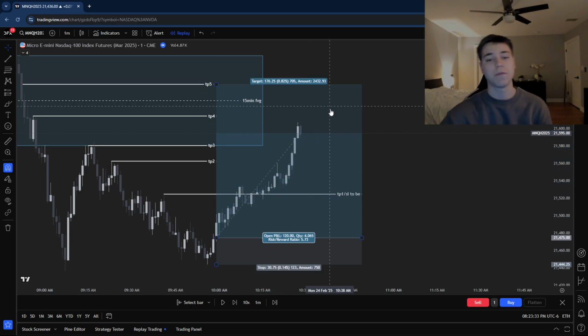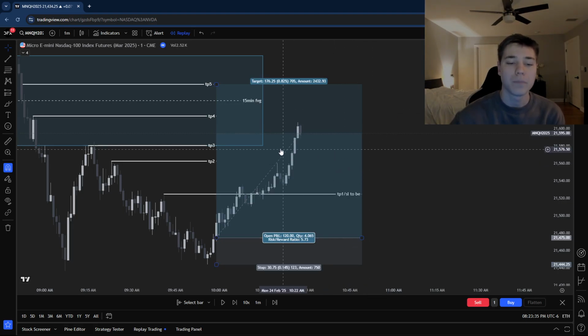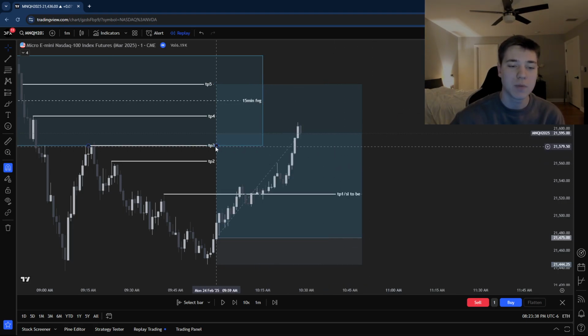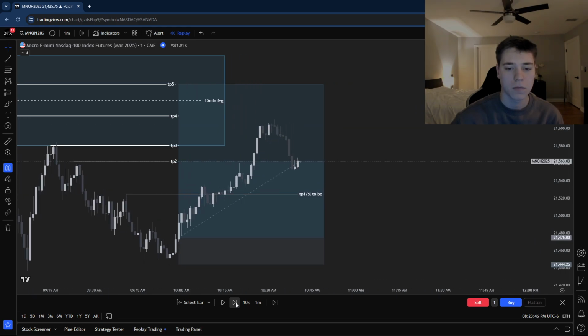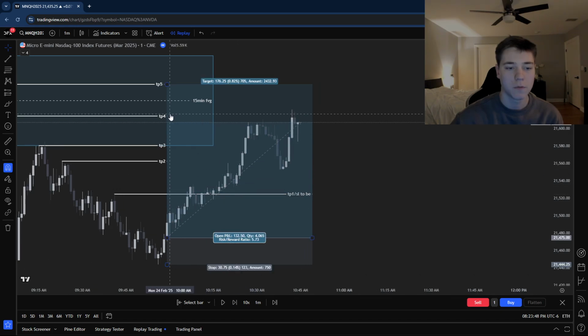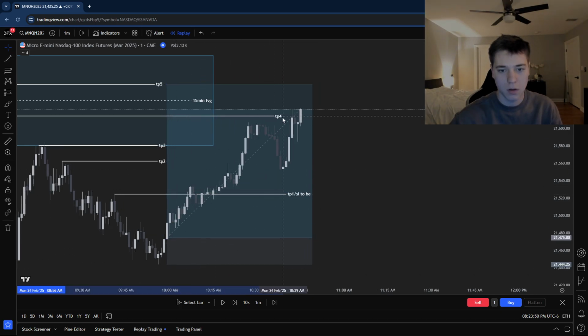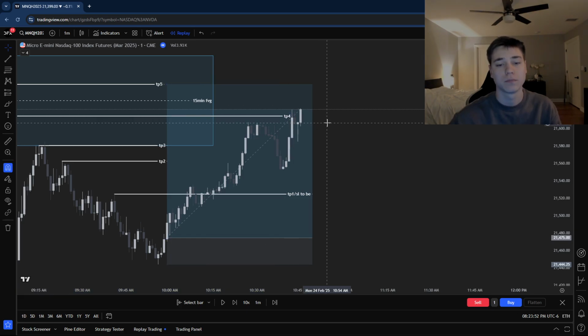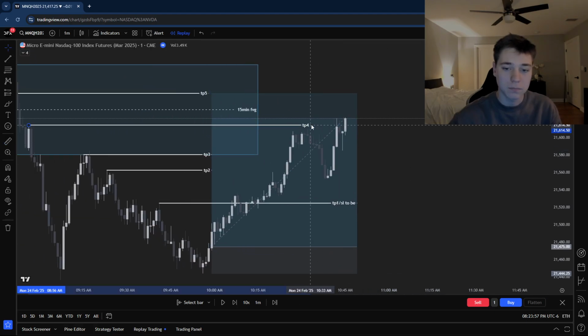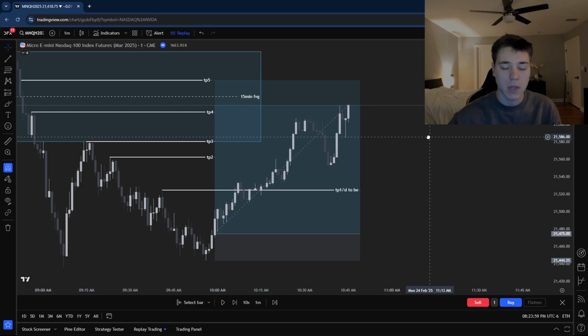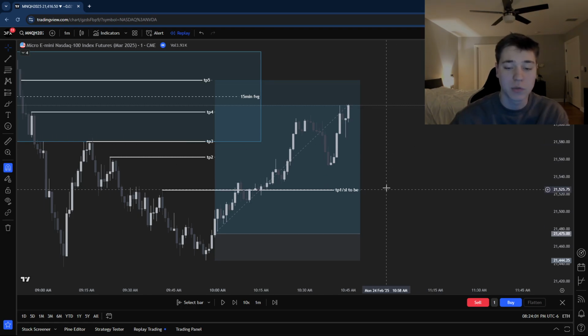So let's just say, for example, we're continuing. Obviously we are above the take profit 3. Now we're getting close to the take profit 4. Let's see if we hit it. Take profit 4 just got hit. Beautiful. Awesome. So now what I could do is move my stop loss again. Okay, now I can move my stop loss again to take profit 2.